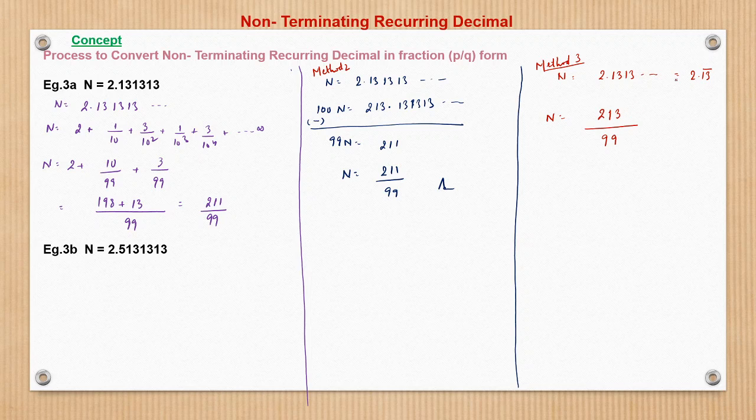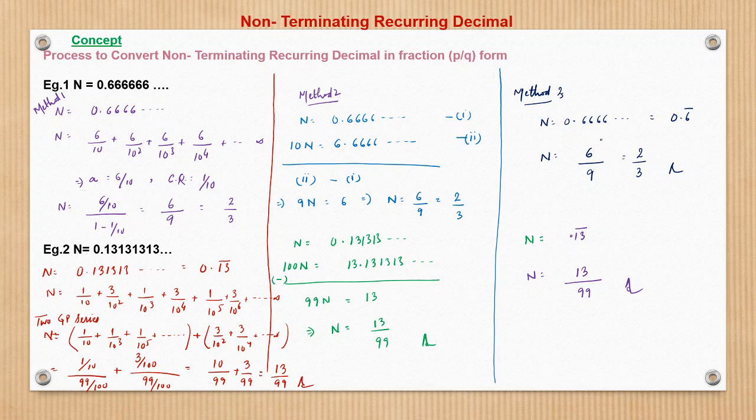And in the numerator, we have written 213, there will be minus the number which is outside the bar. Here 2 is outside the bar, so that we will subtract. So it becomes 211 upon 99, right? This again we will revisit here.